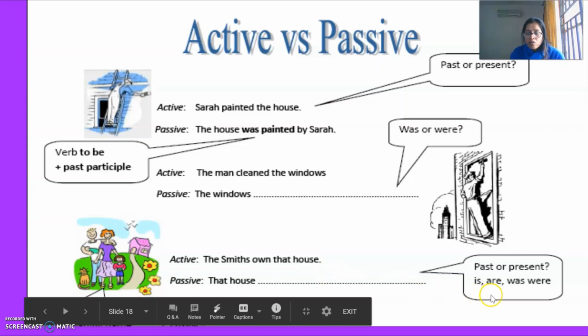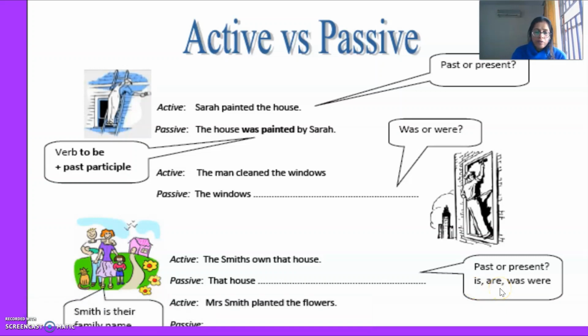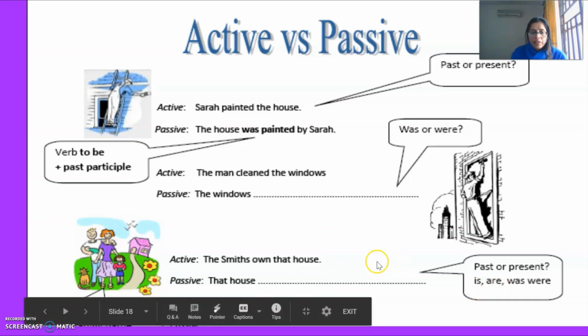Why am I using is, not are? Because the house is here. House is singular in number. Okay, there is only one house. That's why I have used is in place of are. Okay, I hope it is clear.